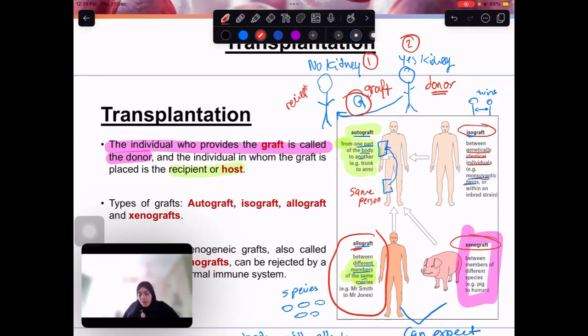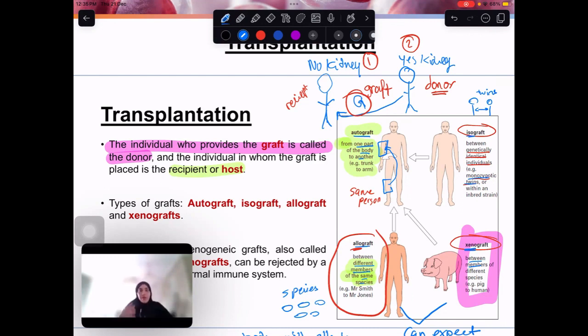The other type, xenograft, is going to be between members of different species. So basically, a pig with a human. Like I'm a human and I need let's say something, like a kidney or whatever. I'm getting it from a pig. Is the pig the same species as me? No. They're not the human species. So this is the xenograft, between two members of different species.